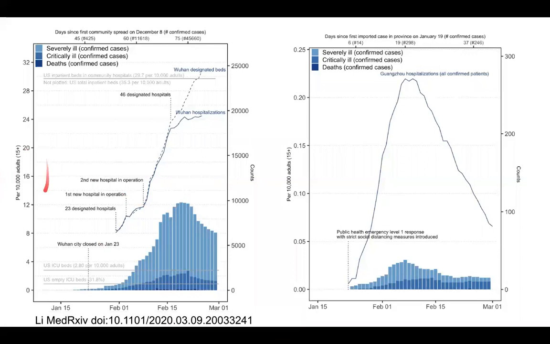And you can see the precipitous rise in hospitalizations during the course of the epidemic in Wuhan. There were an average of nearly 3,500 serious inpatient admissions every day. And during the peak, there were over 19,000 hospitalized patients, nearly 10,000 of which were serious and 2,000 of which were receiving critical care.